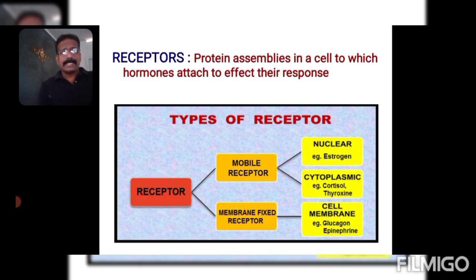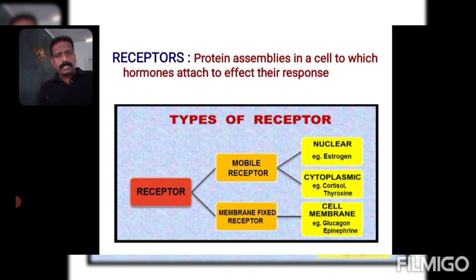Now, when we discuss the mechanism of action of hormones, we have to see what a receptor is. Receptors are protein assemblies in a cell to which hormones bind in order to bring about their response. There are different types of receptors also, which are basically protein assemblies, all of them. Receptors may be mobile or moving receptors, and there are membrane-bound fixed receptors.